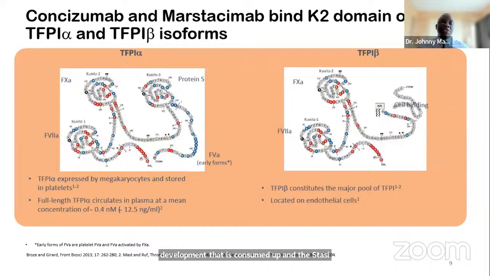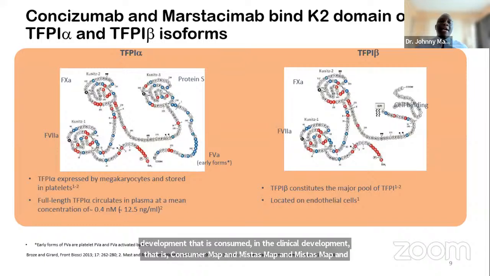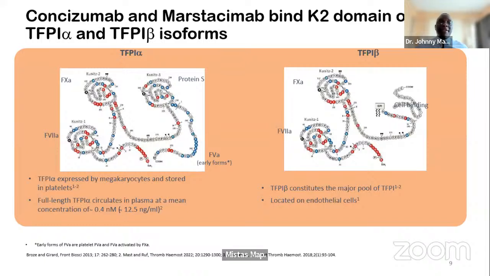And perhaps to remind you that tissue factor pathway inhibitor occurs in two isoforms, the alpha and the beta format. The alpha is the one that is predominantly in megakaryocytes and platelets, and in fact, it's not the predominant format that circulates. The beta format is the one that is in the endothelial cells, and is the one that in fact is predominantly circulating in blood.